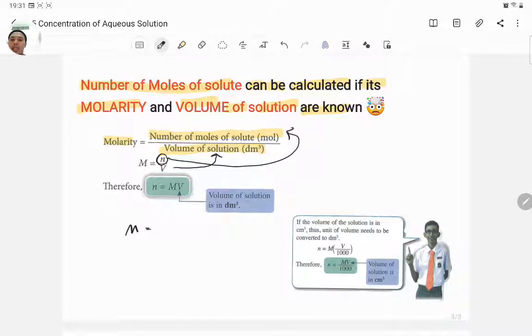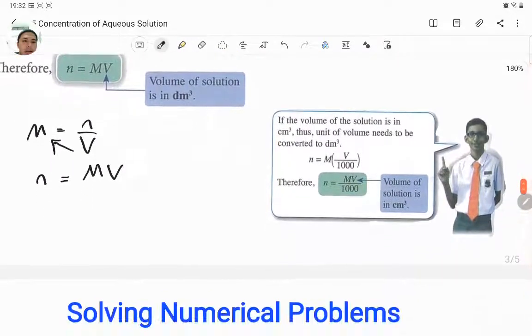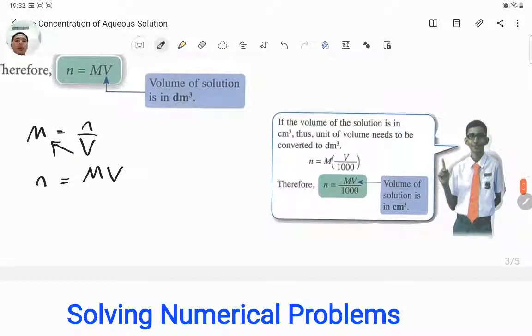From this one, we will derive it where the V will move to the left side, which will multiply with the molarity. So we will get N equal to molarity times volume of solution. You need to remember, look at the picture with the man there: if the volume of the solution is in centimeter cube, then the unit of volume needs to be converted to dm cube.